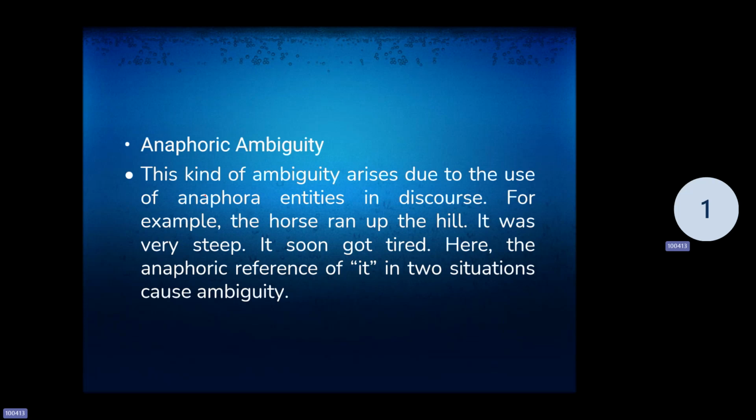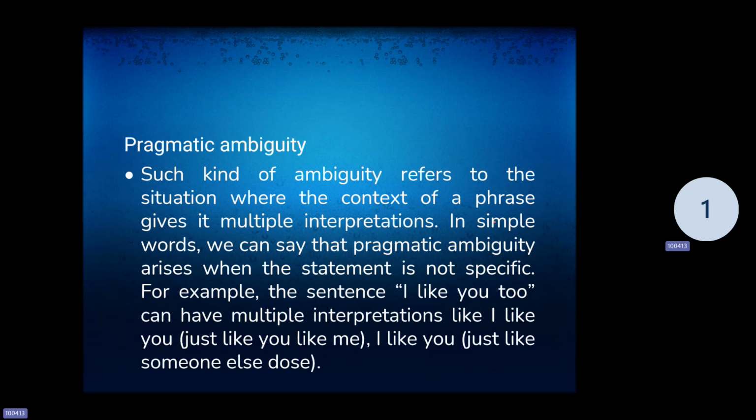Anaphoric ambiguity. This kind of ambiguity arises due to the use of anaphoric entities in discourse. For example, the horse ran up the hill. It was very steep. It soon got tired. Here the anaphoric reference is "it". It means what? It is used here also: soon got tired, or it was very steep. Is it about the horse or the hill? It shows ambiguity. This type of ambiguity is known as anaphoric ambiguity.